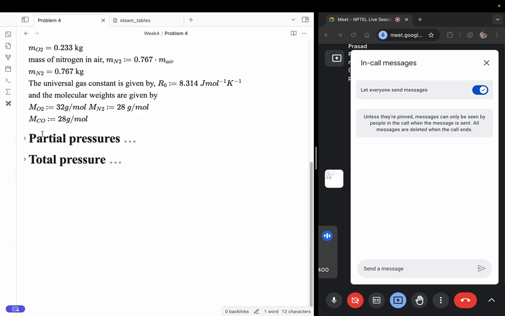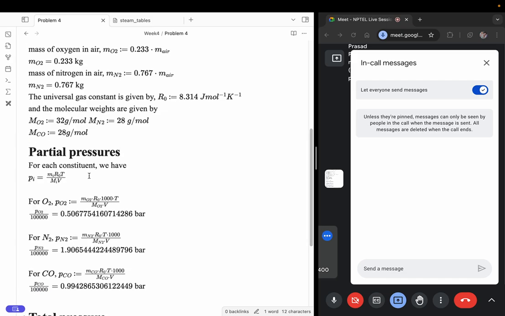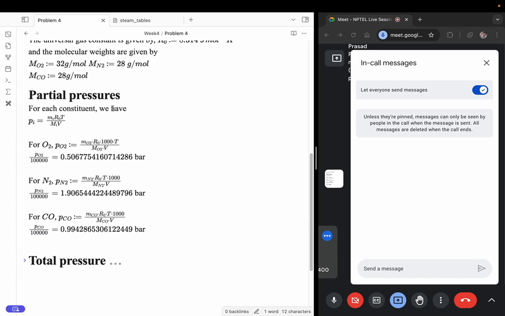So how do I calculate that? For each constituent, we have the partial pressure given by m_i times RT by M_i V. So indirectly this is proportional. You can use your normal gas law. So this little m_i by capital M_i is your number of moles n, times RT by V, where R is your universal gas constant. This is in joule per mole per Kelvin. So for oxygen, you can calculate by the corresponding mass of oxygen, and similarly you calculate for each one of them. So you know the temperature, you know the volume.